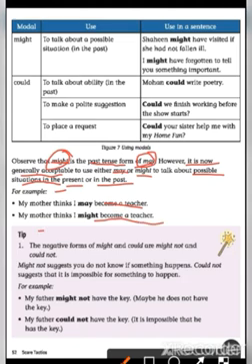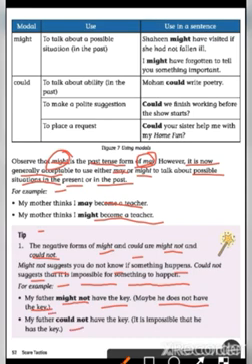Next tip. The negative forms of might and could are might not and could not. Might not suggests you do not know if something happens. Could not suggests that it is impossible for something to happen. For example, my father might not have the key. Maybe he does not have the key. So here, might not refers to maybe he does not have the key.